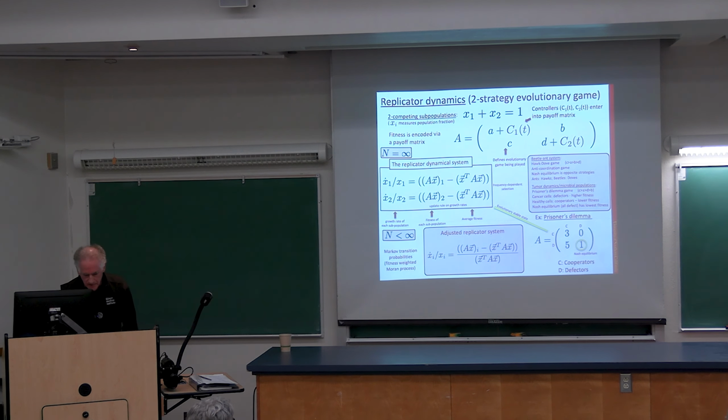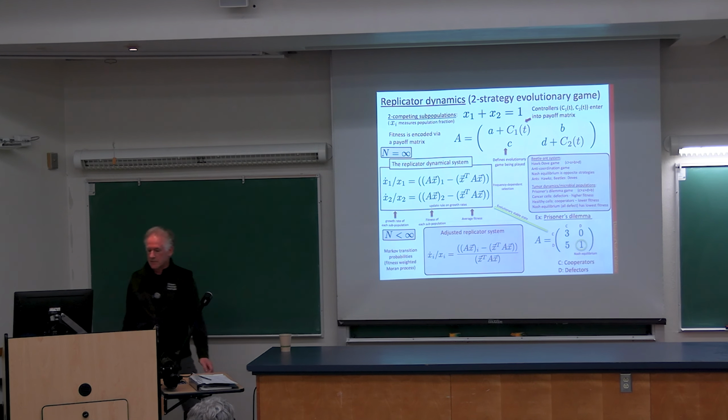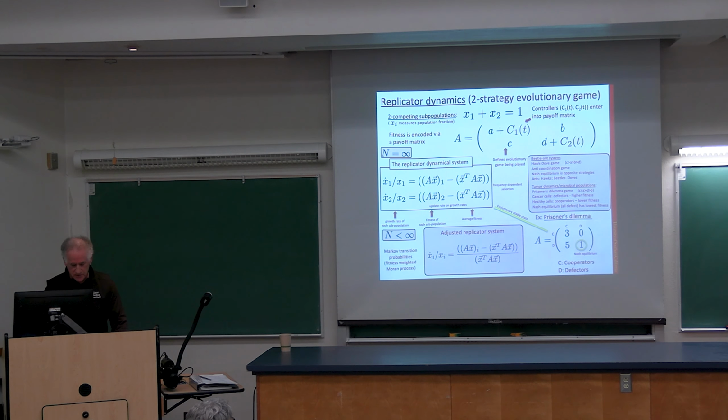All right, so we introduce control into the payoff matrix. Let me just call it C1 of t and C2 of t. It doesn't matter so much whether you do it on the diagonal terms or the off-diagonal terms. We tend to do it on the off-diagonal terms. I'll show you why in the next slide.